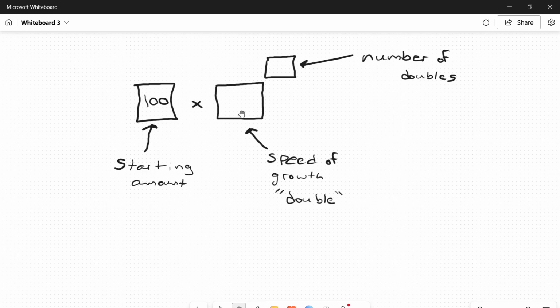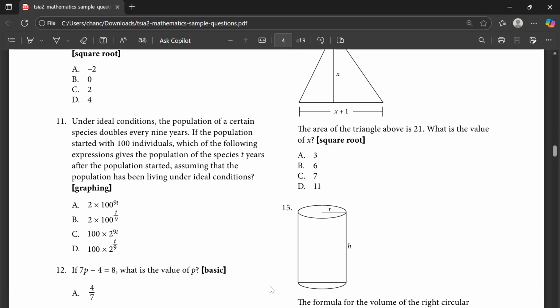And then times our second box here, the base of our exponential function, that is the speed of the growth. If it's like doubling or tripling or quadrupling, that's where that number goes. In our case, we're doubling, so we need to put the number 2 right there on the bottom. If we look at our answer choices, that eliminates answer choice A and B. The 2 and the 100 are in the wrong spot. So C and D is what we're leaning towards.